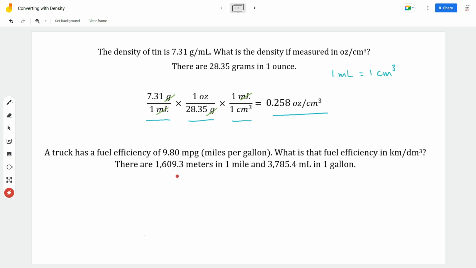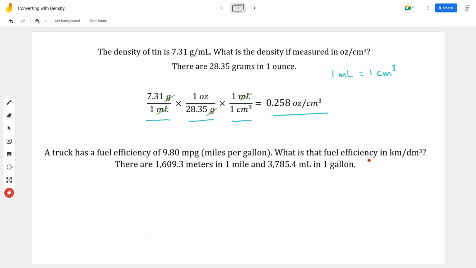This problem reads, a truck has a fuel efficiency of 9.80 mpg, which is miles per gallon. What is the fuel efficiency in kilometers per decimeter cubed? And then again, some conversion factors. There are 1,609.3 meters in 1 mile. And also there are 3,785.4 milliliters in 1 gallon. We are definitely going to string together multiple conversion factors here.